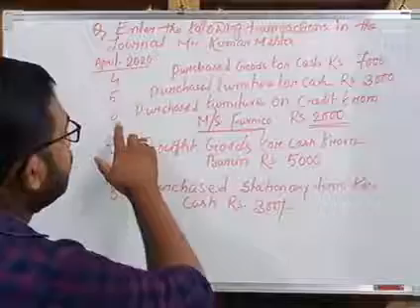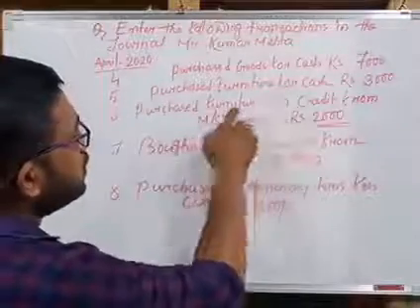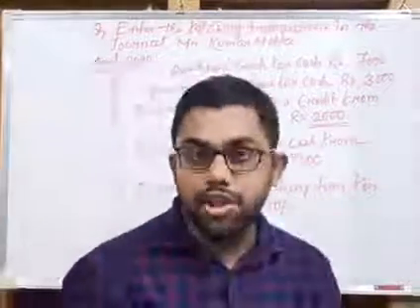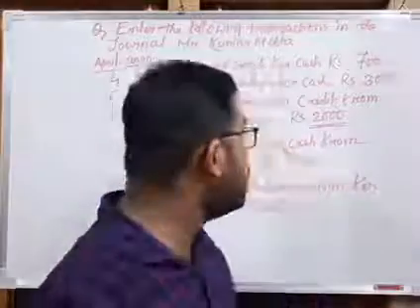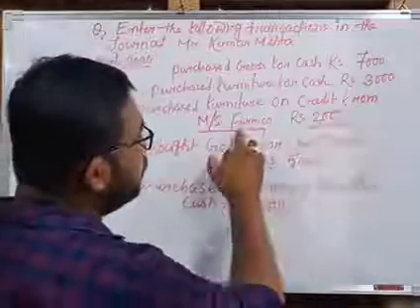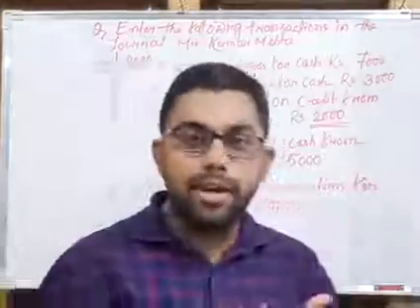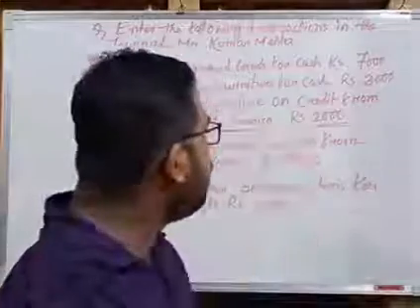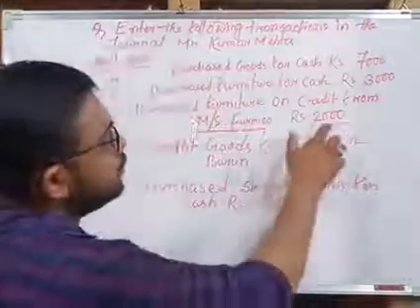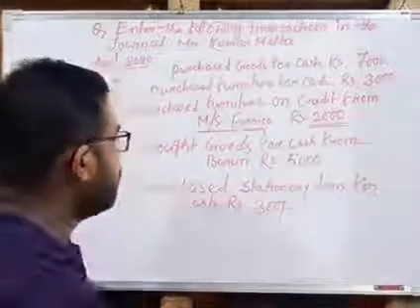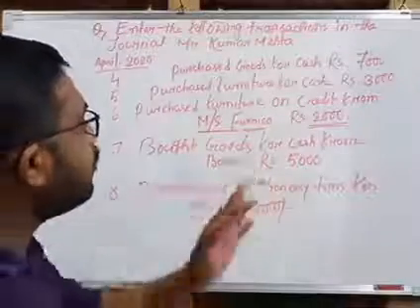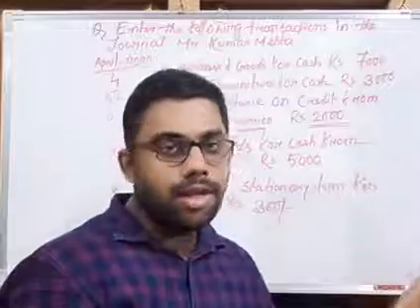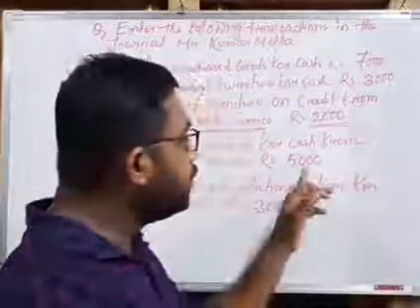Next, on April 6, Mr. Mehta purchased another furniture on credit. That means the second furniture was purchased on credit, from Messrs Farnico. Messrs Farnico means whenever we buy furniture from a particular shop, the name of the shop is Messrs Farnico, worth rupees 2,000. That means furniture price 2,000. Next, bought goods for cash from Borun, worth rupees 5,000.